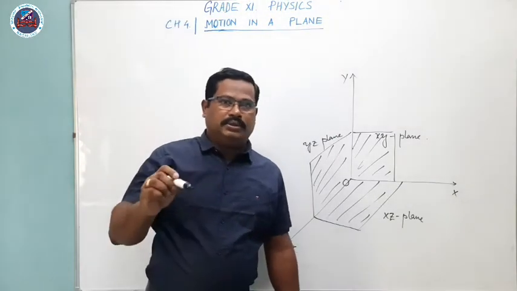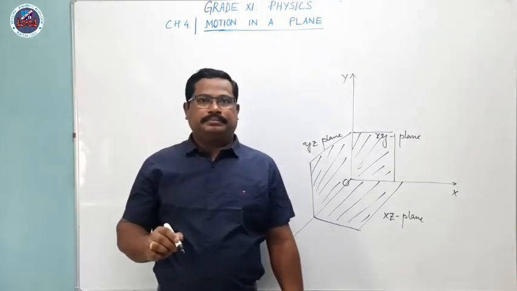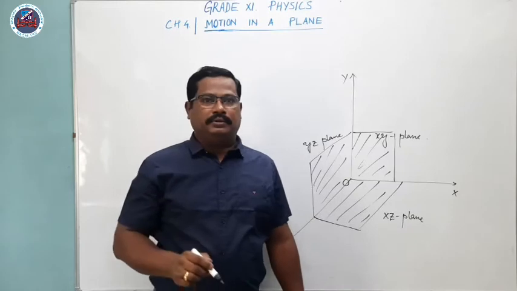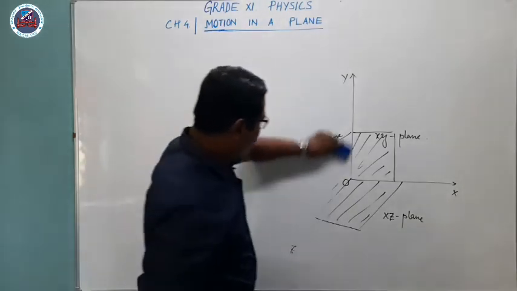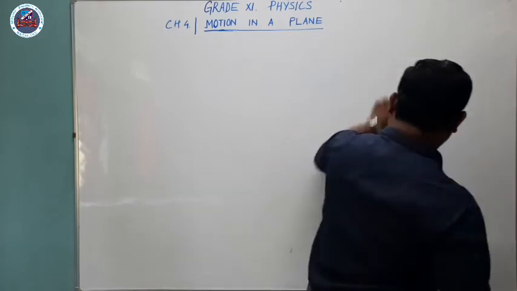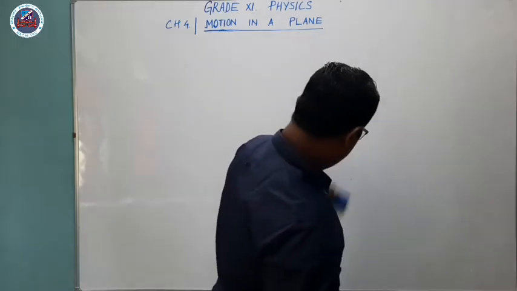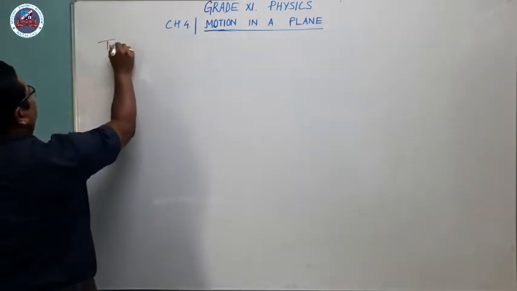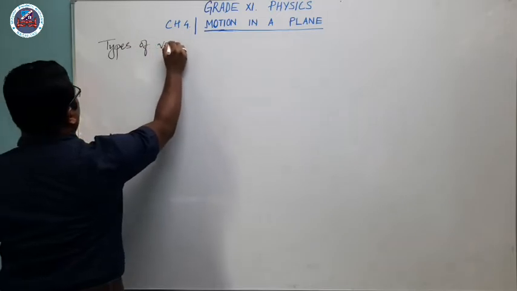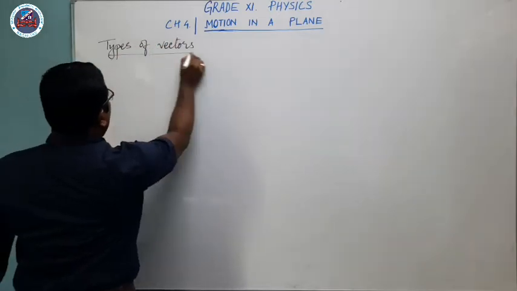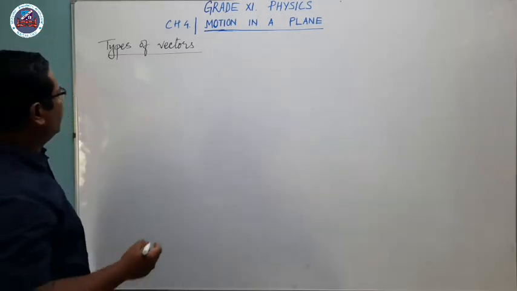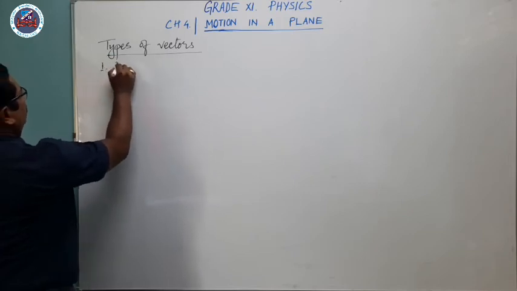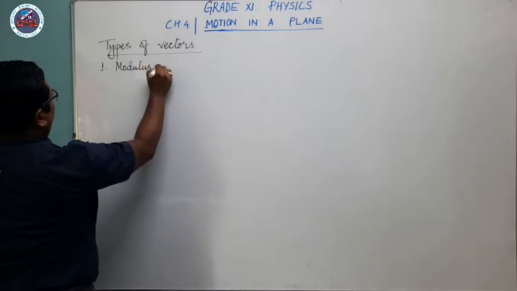To understand the motion of objects in a plane, we need to know about vectors clearly. What are the different types of vectors? Let us see now. Types of vectors. Let me start with the magnitude of a vector, or we call it the modulus of a vector.